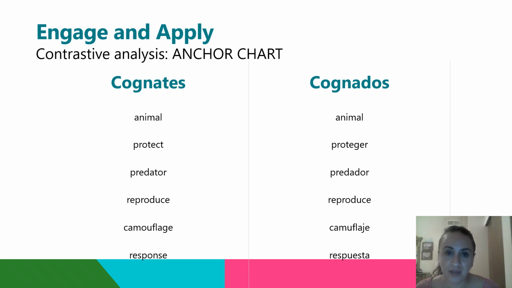Engage and apply. During this activity, English learners have the opportunity to create an anchor chart and conduct a contrastive analysis. This anchor chart helps students understand that their home language can serve as a valuable resource in their learning. In the first column are the cognate words y en la segunda columna los cognados.